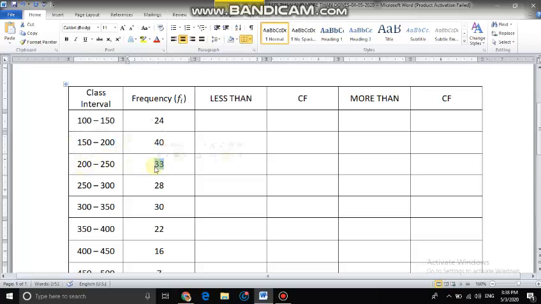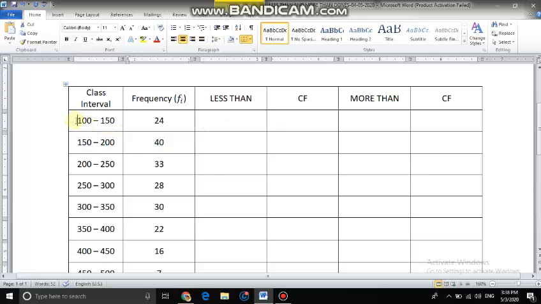And there are 33 people who are spending between 200 and 250. For example, if I ask you how many people are spending between 100 and 200, I can count 100 to 150, then 150 to 200. The sum of these two numbers gives the number of people spending between 100 and 200. That is 64 persons.